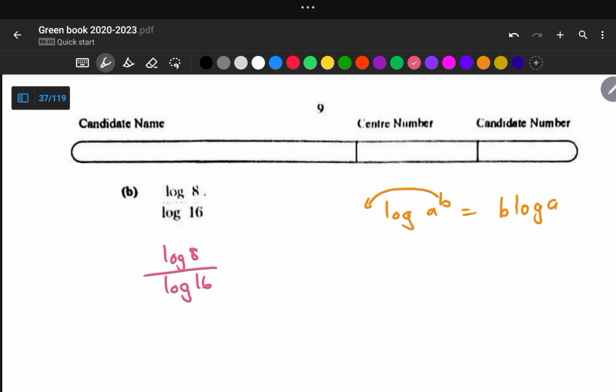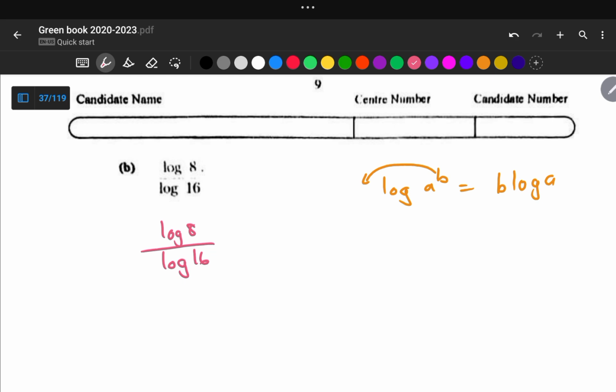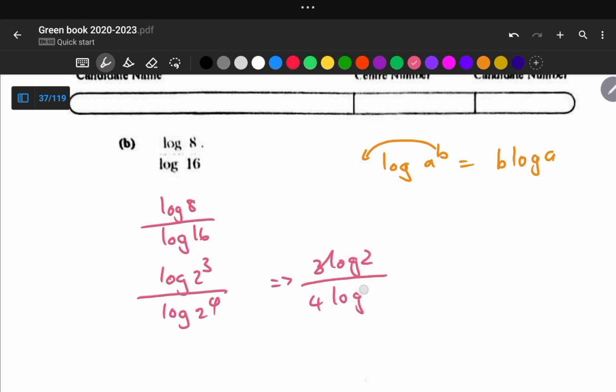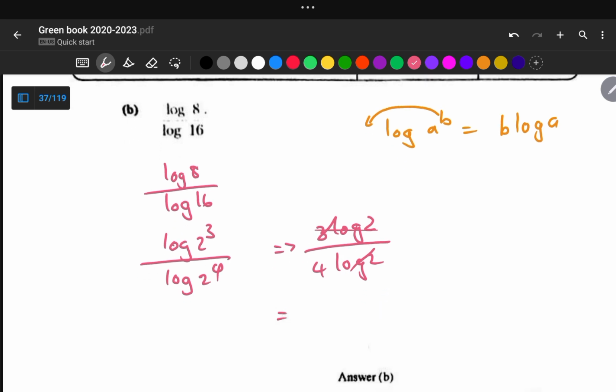So by making use of this idea to simplify this, we can now say 8 can be expressed as 2 to the power 3, and 16 can be expressed as 2 to the power 4. So log 8 is log 2 to the power 3, and log 16 is log 2 to the power 4. So this is equal to 3 log 2 over 4 log 2. So these log 2's can cancel, so we are going to be left with 3 over 4. So 3 over 4 becomes our final answer for this number 10.